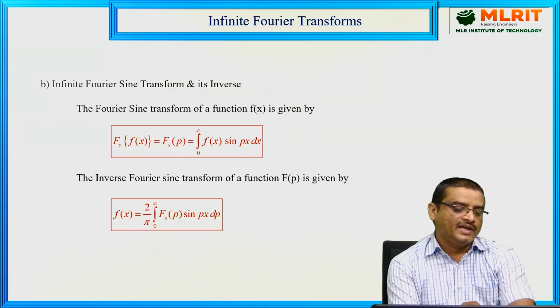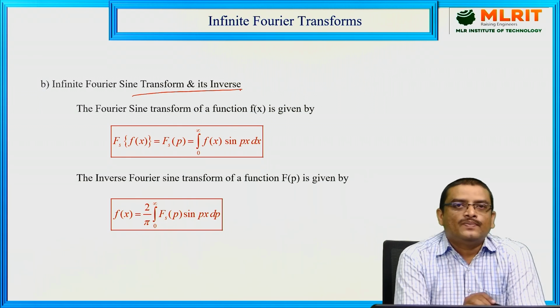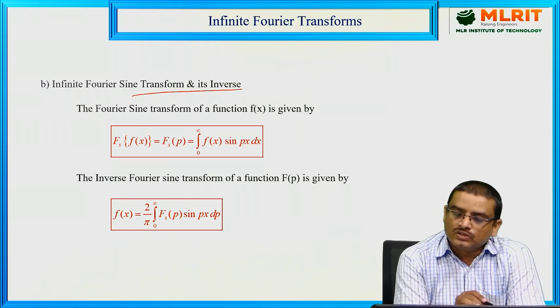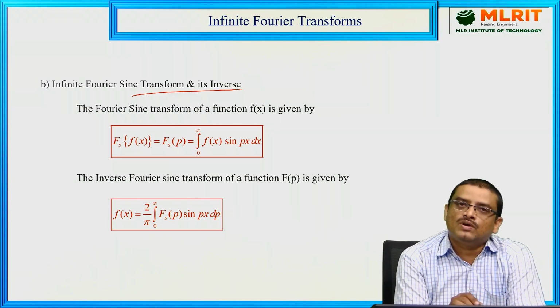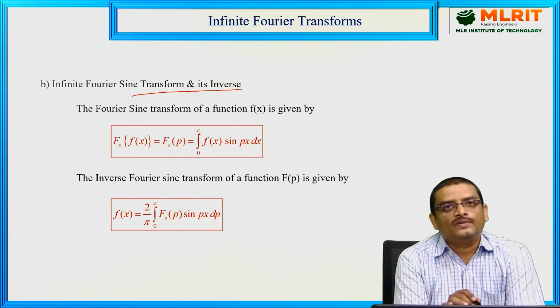So now we will take the formula for Fourier sine transform and its inverse formula. In the problem itself, they will mention whether we have to find only the Fourier transform value for the given function, or only the Fourier sine transform or Fourier cosine transform. That will be mentioned in the problem. No need to worry about that.